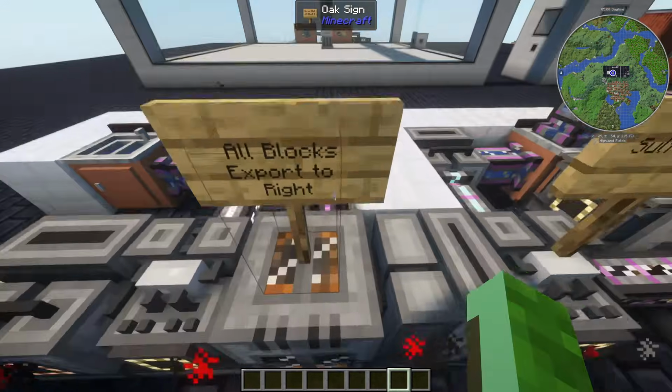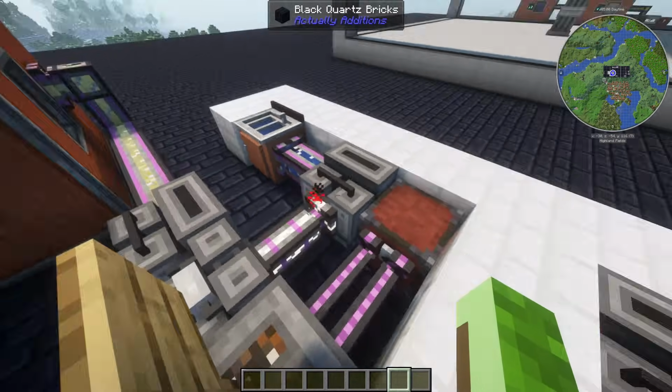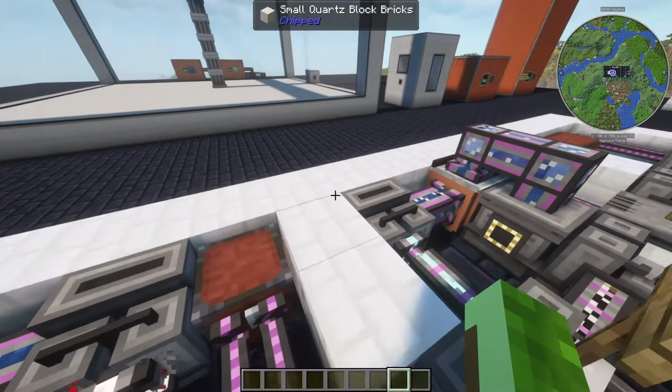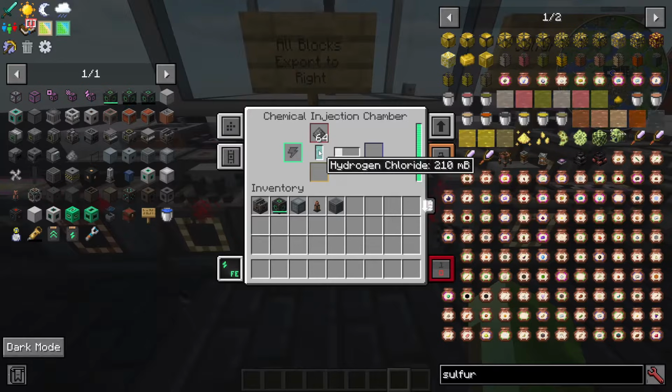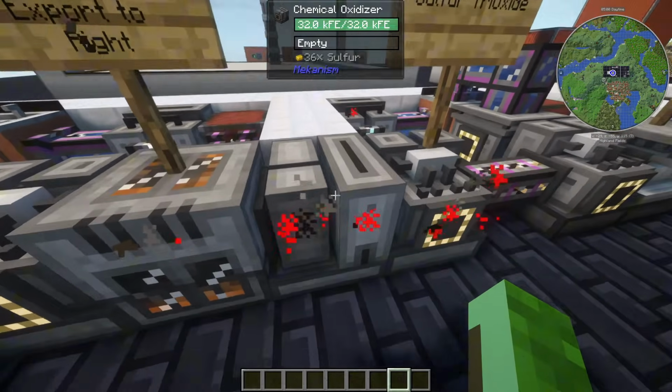It seems to be the easiest way. I think you can also crush flint using the crusher, and that can get you gunpowder as well. So maybe take a look at that way as well. And then combining the hydrogen chloride in this little section right here with gunpowder, it then makes sulfur.